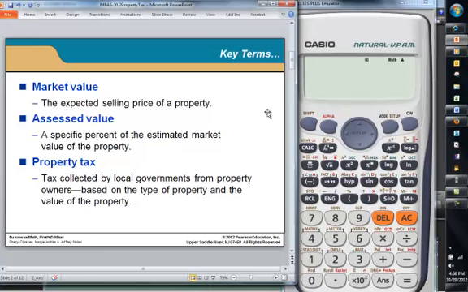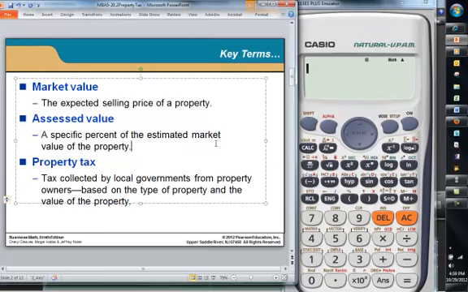First of all, the market value is the expected selling price of a property. That market value is found by an appraisal. The assessed value is the specific percent of the estimated market value of a property. Now, you usually only know the estimated market value because the actual market value is only found at the time of a purchase. Property taxes are the taxes collected by a local government from property owners based on the type of property and the value of the property.